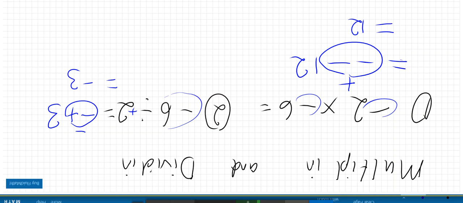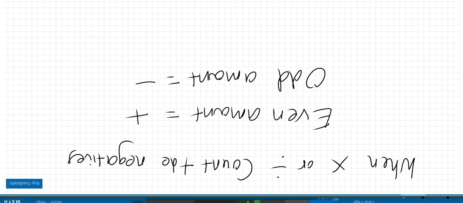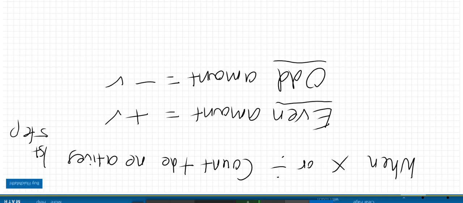Okay? Now there is a trick that will help you to do this quickly, and that is, so the trick is when you are multiplying or dividing, just count the negatives. That is your very first step. So you can write that down as your first step. Okay? When you have an even amount of negatives, the whole thing will be positive. If you have an odd amount of negatives, the whole thing will be negative. So an even amount of negatives, you get a positive answer. An odd amount, you get a negative answer. That is when you are only multiplying or dividing throughout the whole question. Okay, let's do some examples.